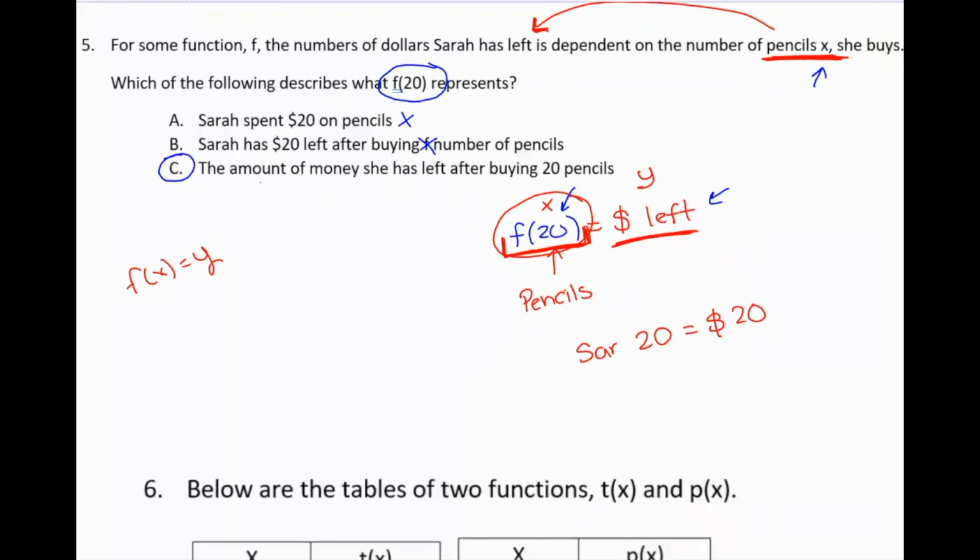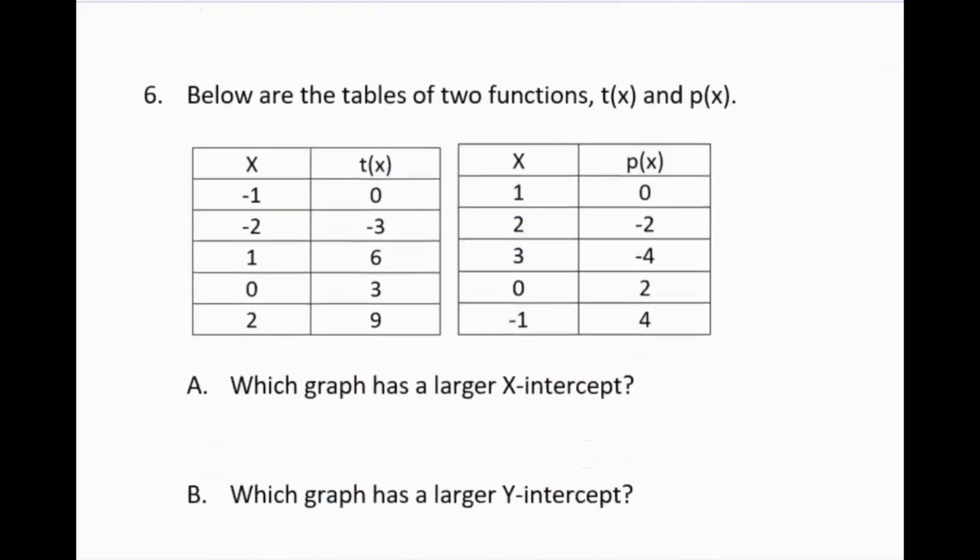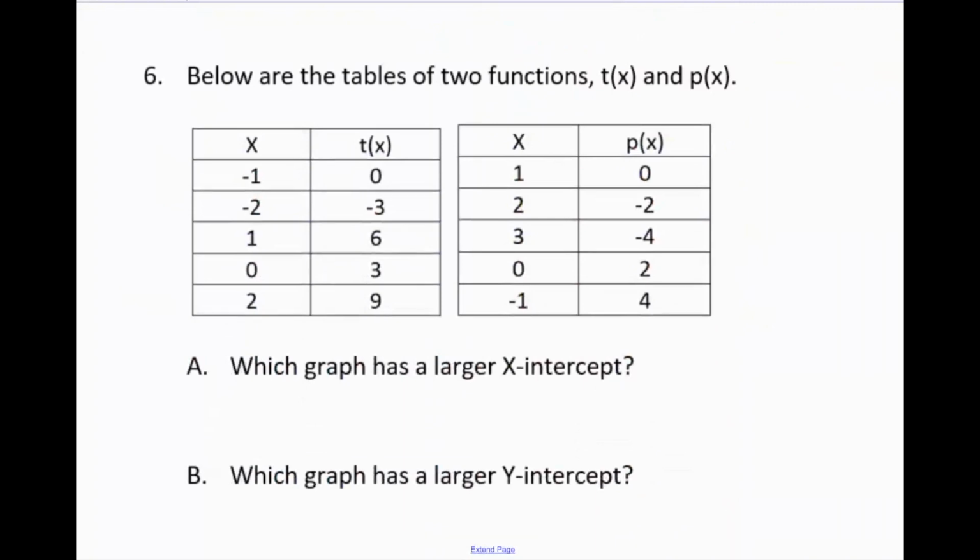All right, let's move on to number 6. It says below are the tables of two functions, t of x and p of x. So we've got t of x and we've got p of x. It says which graph has a larger x-intercept?